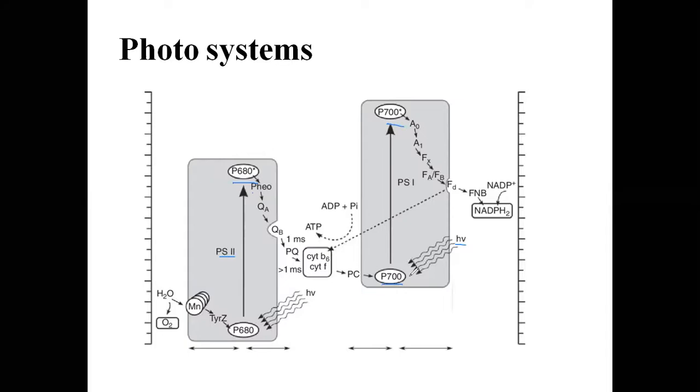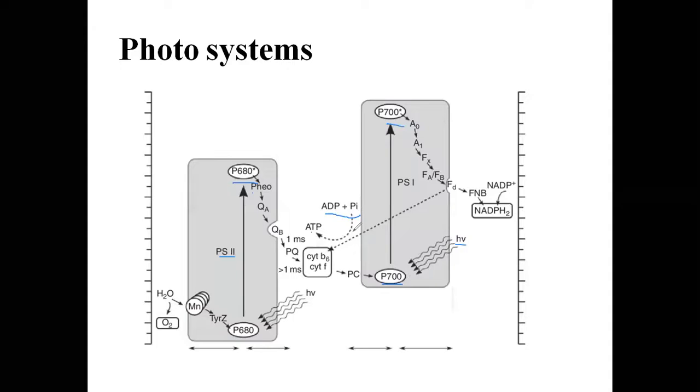Now the flow of electrons through the P680 associated electron transport chain generates a proton motive force which can be used by ATP synthase to make ATP from ADP and Pi. So from this you can see ADP and Pi converted to ATP via ATP synthase.